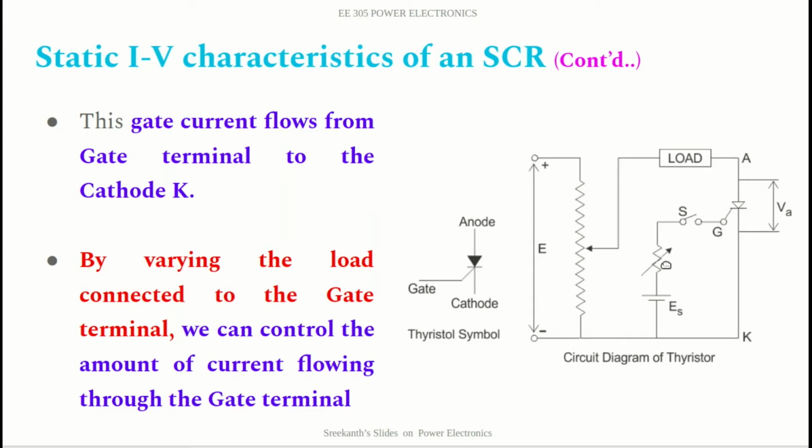Now, by varying the load connected to the terminal, we can control the amount of current flowing through the gate terminal. You will see why this is important. The amount of current flowing through the gate terminal is very important when it comes to static IV characteristics. It is very important in terms of turning on the SCR. For the time being, let us assume that this switch S is not closed and we are only applying a voltage across anode and cathode.